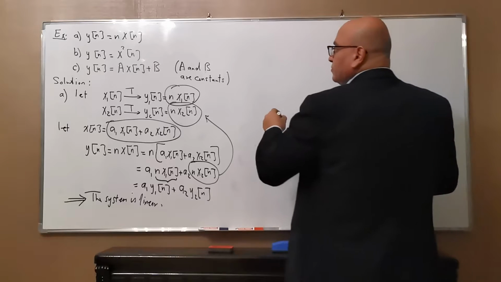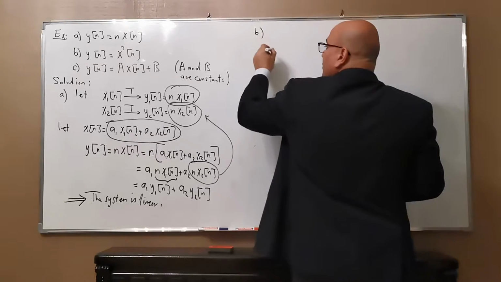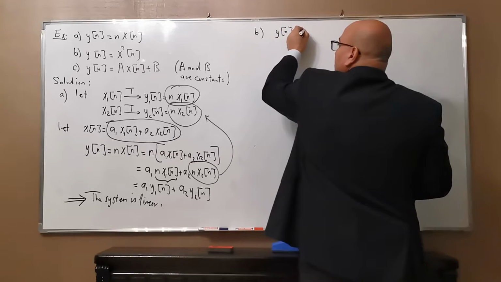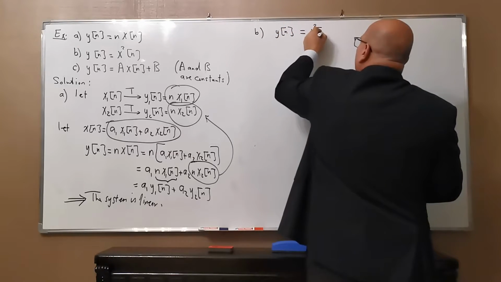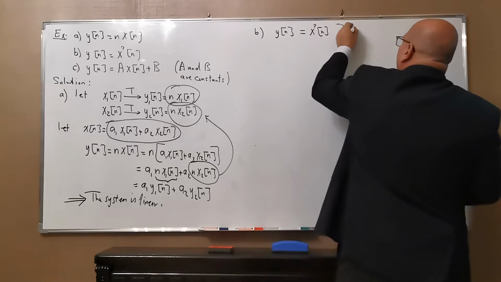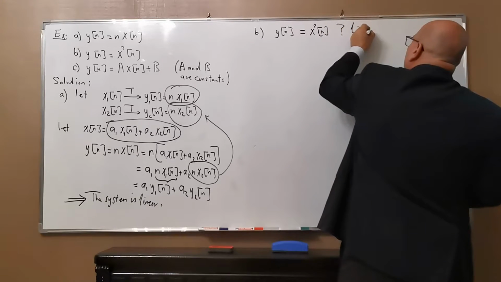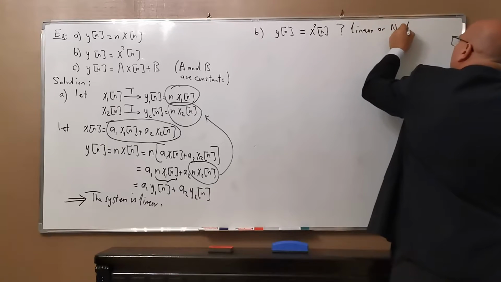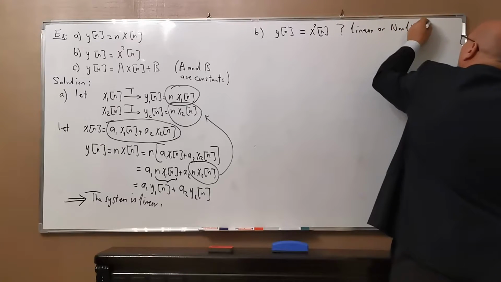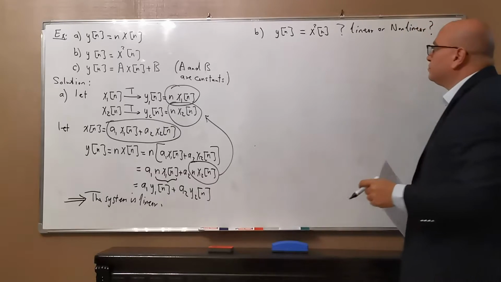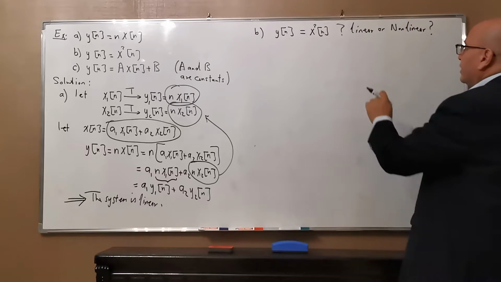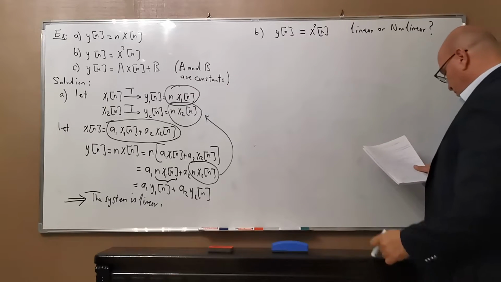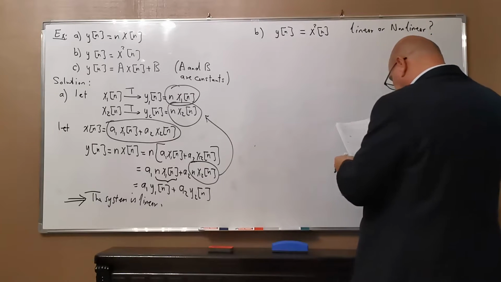For the next one, B, we have y of n equals x squared of n. Is this linear or non-linear? Okay, we'll do the same.